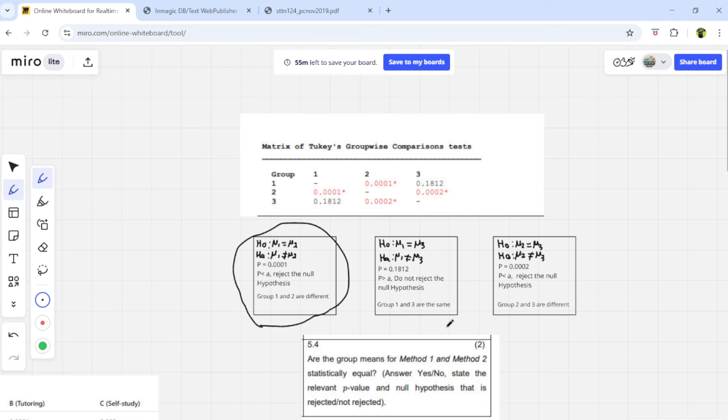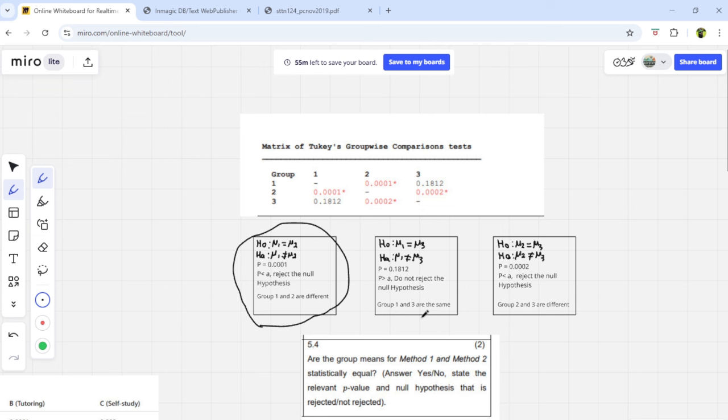And then sometimes they can say which groups are different. They just say which groups are different. In that case, you're going to say group 1 and 2, group 1 and 3 are different. So to answer that question short and simple, you can say all the groups are different except for group 1 and group 3. So that is literally how you do the Tukey's groupwise comparison test, to check which groups are actually different, which ones are the same, and so that we cannot assume like we did in the beginning of analysis of variance.